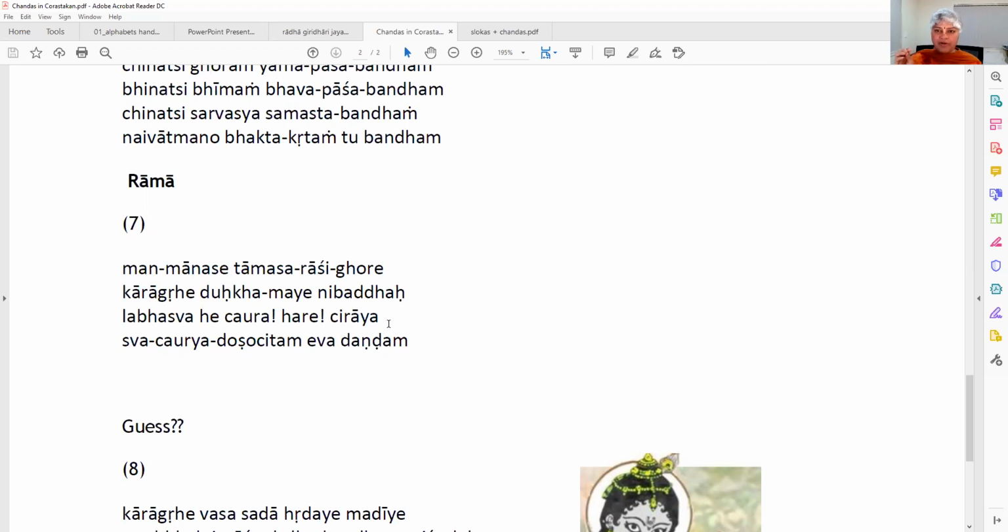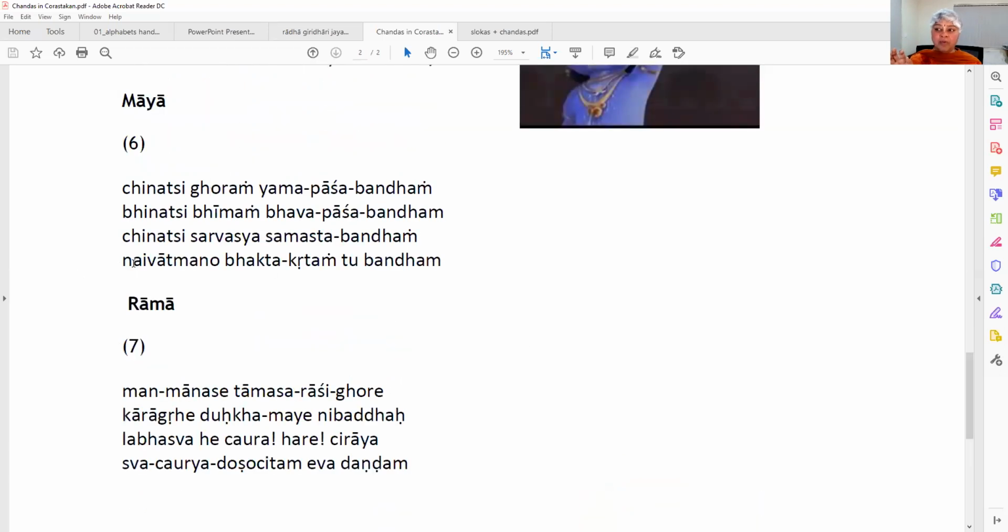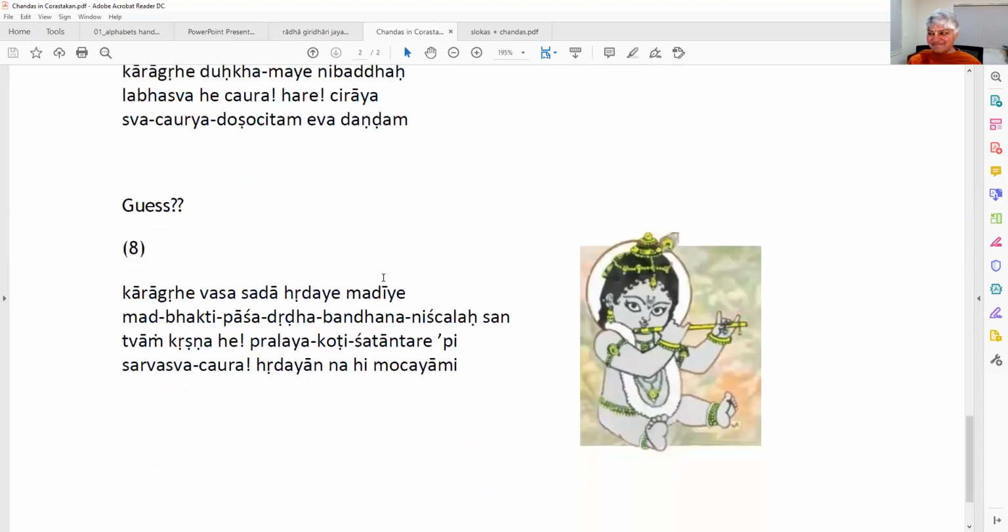But the poet has already precluded that possibility by saying, Naivatmano bhakta kritam tu bandham. But oh Krishna, remember, when your devotee decides to tie you up, you cannot escape. So already he's reminded the Lord about it, okay? So I'm already telling you that. Now I'm going to catch you and put you in my heart, and you can't escape from there. How beautiful is that? And so that's little Krishna, okay, in our hearts.